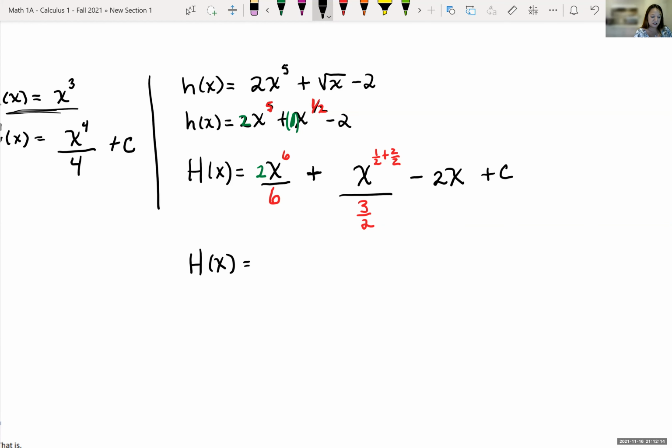So notice we have a 2/6 coefficient in front of that x to the 6, that reduces. So we can say that this is the same thing as x to the 6 all over 3. Plus, I don't really like dividing by a fraction, so let's think about it as multiplying by the reciprocal of the denominator. And so flipping that, we would have a 2/3 x, and this is x to the 3/2 power, minus 2x plus c.